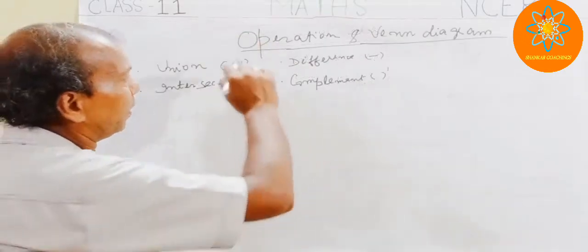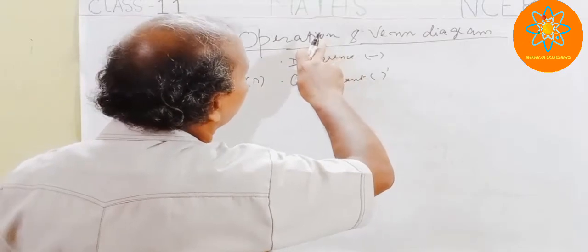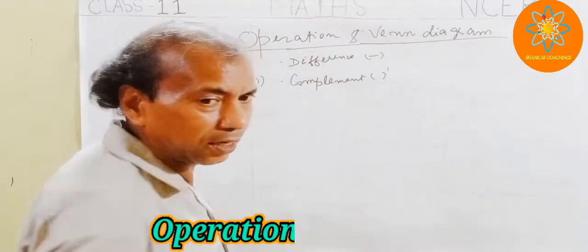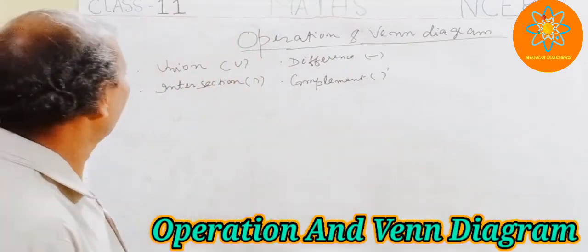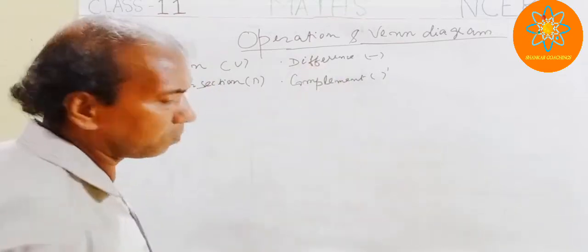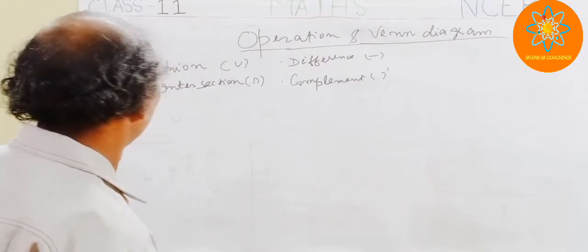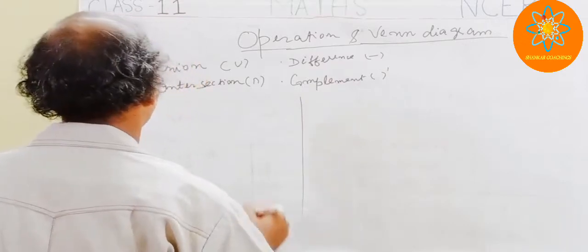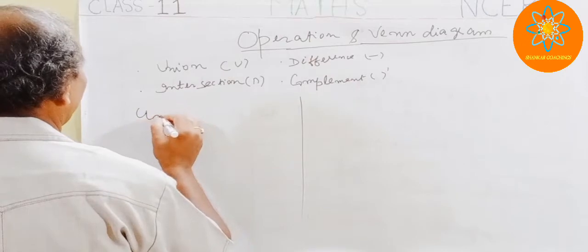Now we see the operations of sets, and we also use the Venn diagram with those operations. The operations in the case of sets are union, intersection, difference, and complement. I will discuss them one by one. First of all, I am taking the union case.